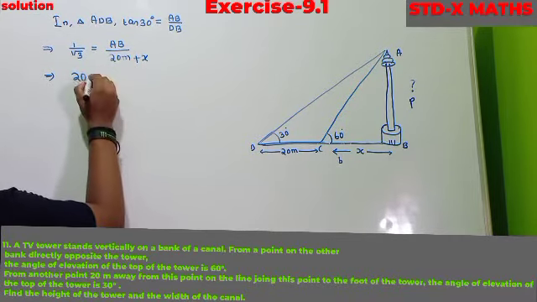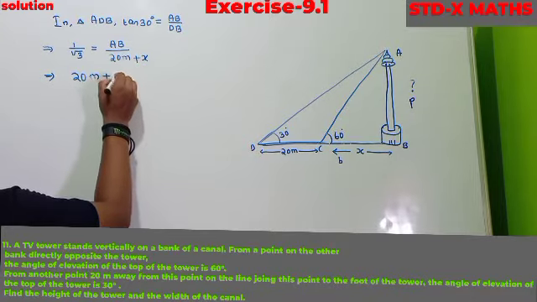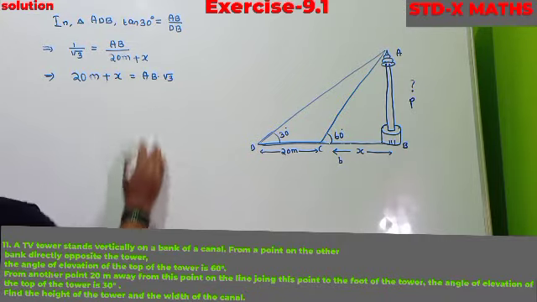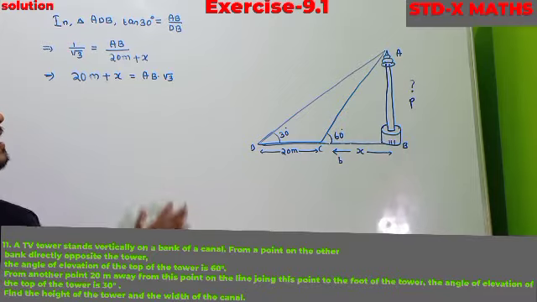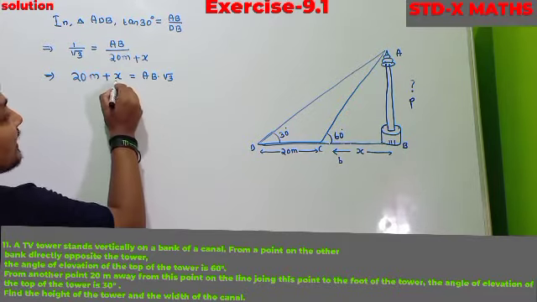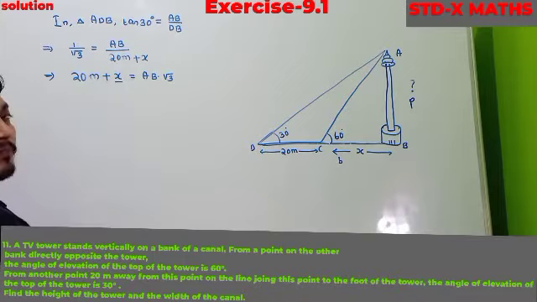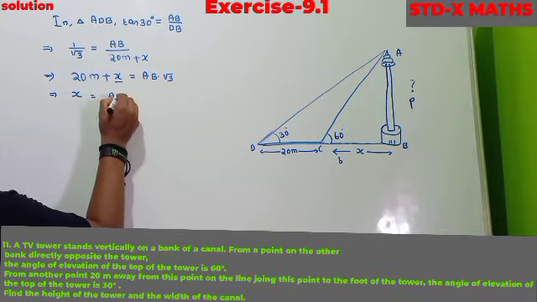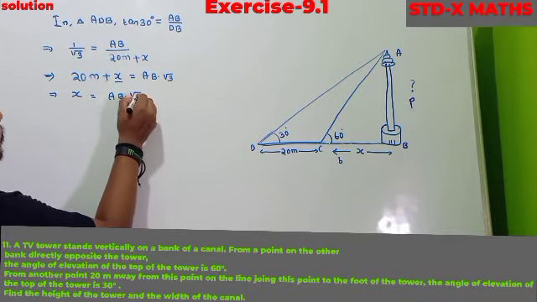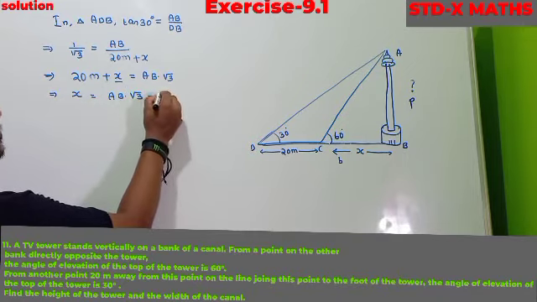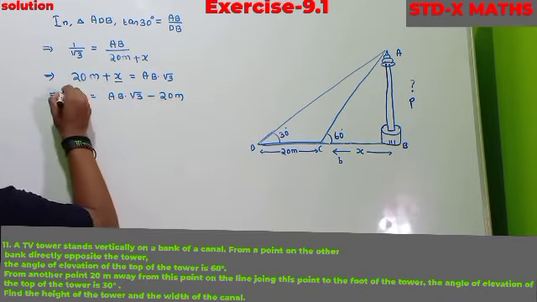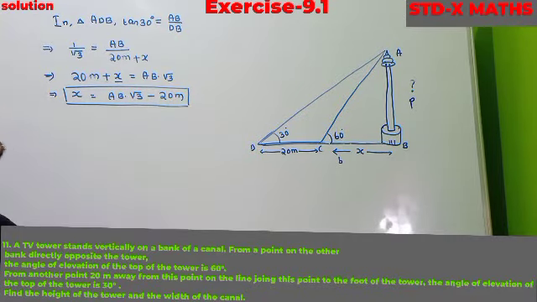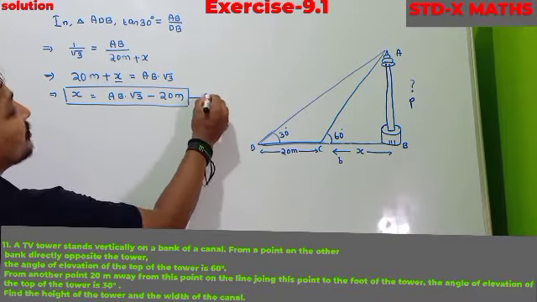On doing the cross multiplication, 20 meters plus X equals AB into root 3. As I want to find AB, X should be expressed in terms of AB. So X equals AB into root 3 minus 20 meters. This means from the first triangle I got X in terms of AB. Suppose I call this equation 1.